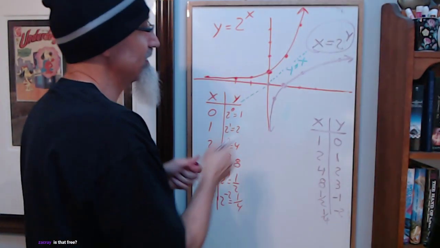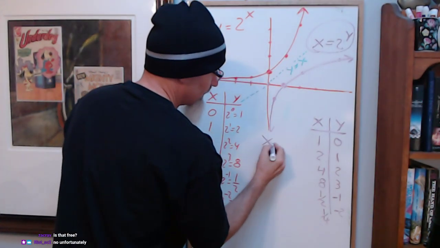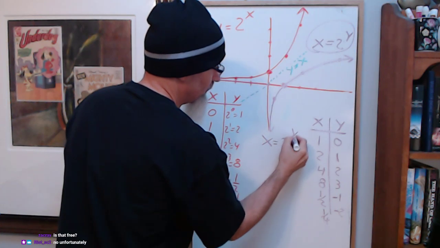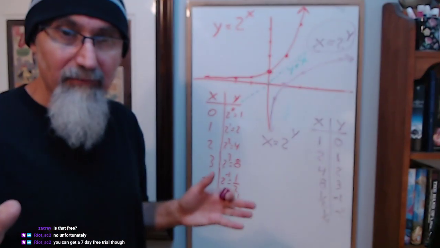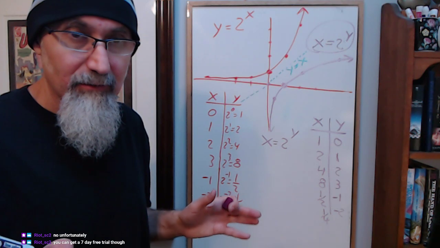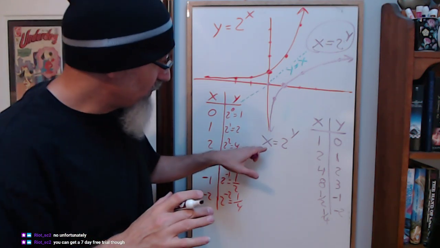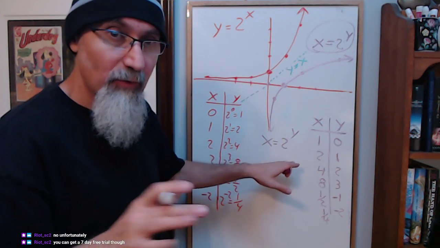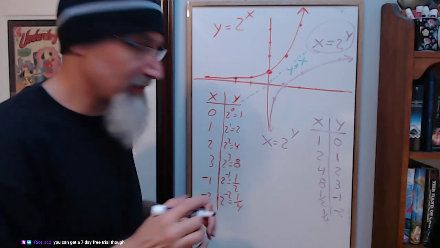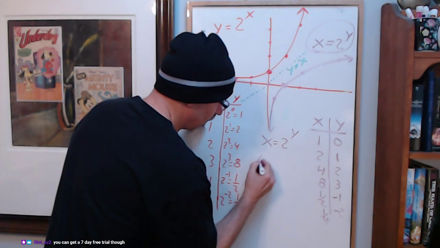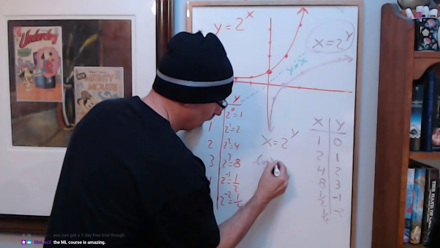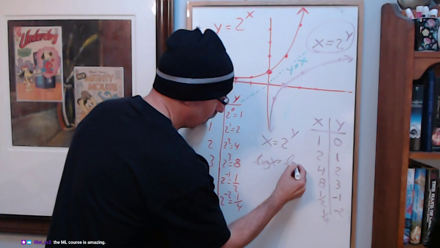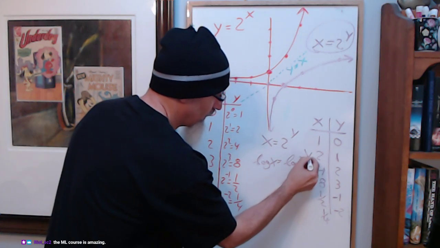So take a look at this. Let's take the function x is equal to 2 to the power of y. Just like mathematics, you can do things on one side with an equal sign as long as you do them to the other side. So what we're going to do is take logs of both sides. So this becomes log x is equal to log 2 to the y.